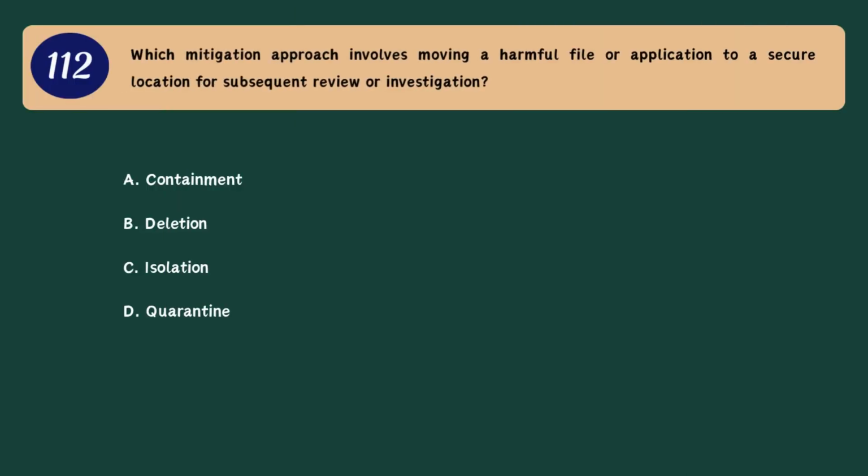Question 112. Which mitigation approach involves moving a harmful file or application to a secure location for subsequent review or investigation? A. Containment. B. Deletion. C. Isolation. D. Quarantine.